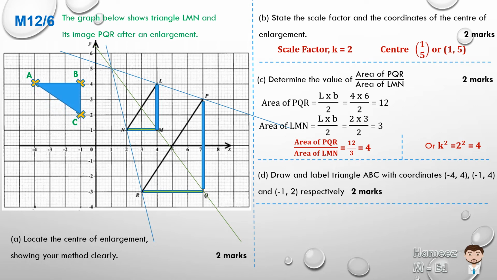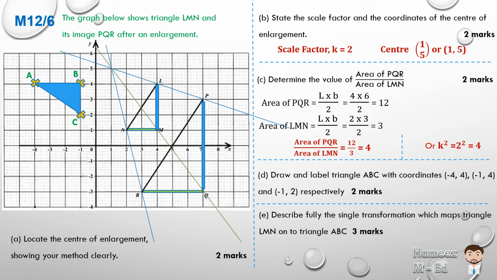Part E. Last part of the question. Describe fully the single transformation which maps triangle LMN, a small triangle, onto triangle ABC. We can clearly see that to move from the small triangle on the right hand side to the left side, it is a rotation. So let's bring up our arm and show the rotation, and we can see that it rotated about the center at the origin, (0, 0), through an angle of 90 degrees in an anti-clockwise direction.